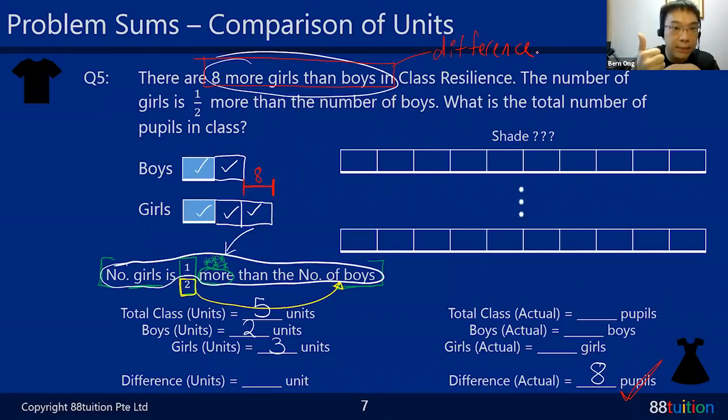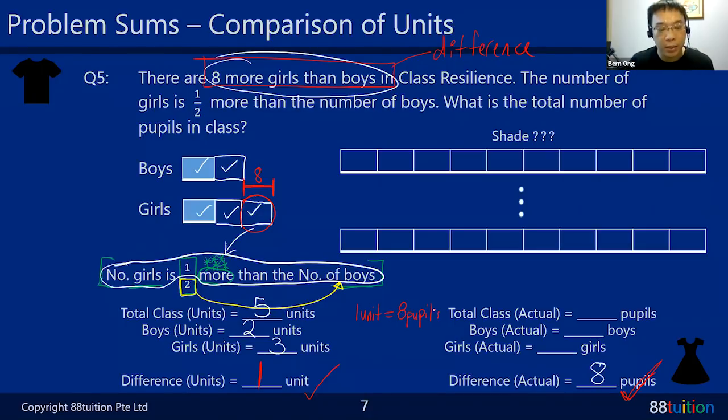So the question can give you the number of boys, the number of girls, the total, or the differences. You must understand what clue is given to you. In this case, the clue is the differences. And if the differences is 8 pupils, you have to compare differences with differences. You got 3 units of girls, 2 units of boys. The difference is the 1 unit here. So you can say that 1 unit is equal to 8 pupils.